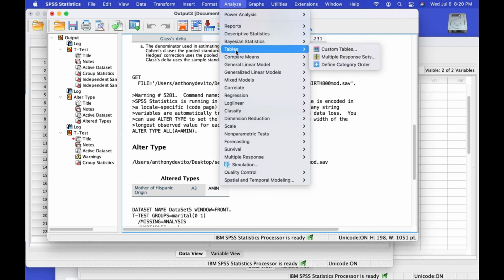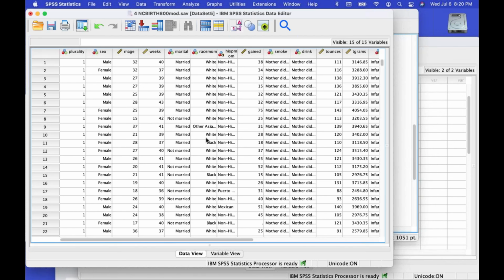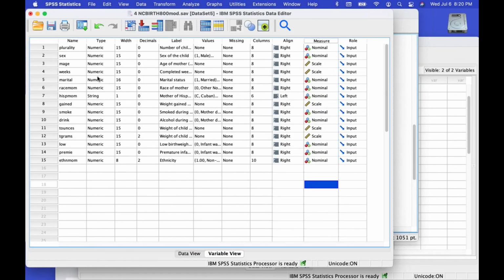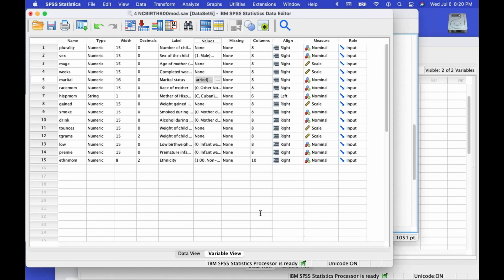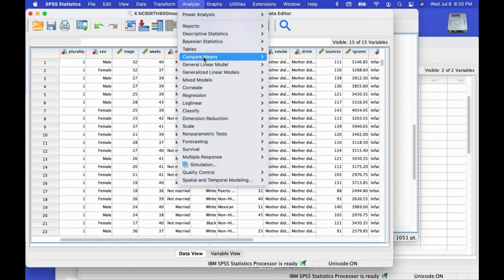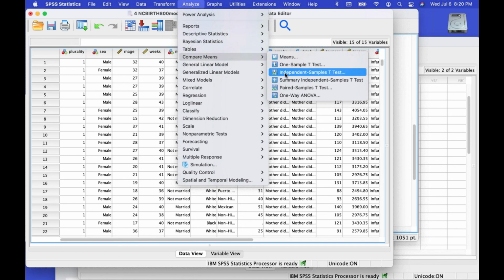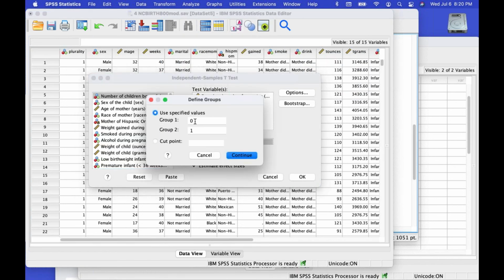Analyze, compare means, independent samples t-test. And this time I'm going to change define groups. I'm going to change it to 1 and 2. I'm going to say continue. I'm going to say OK. And let's see what I come up with. First, I get some interesting data back. The sample size for both groups: there were 537 married women, 262 unmarried women.